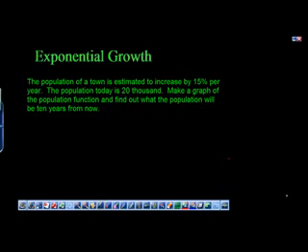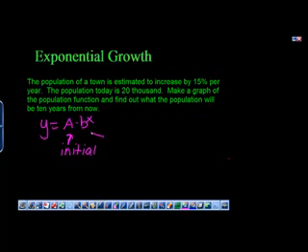First, we need to write a function that describes the population of the town. The form for an exponential function is y equals a times b to the power of x. As a review, a is your initial starting point, and b is your change, or in this case, your 15% increase.